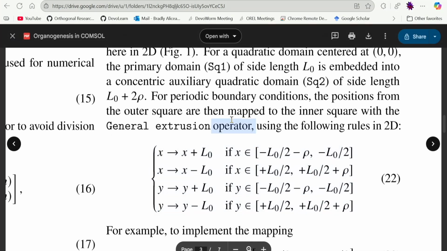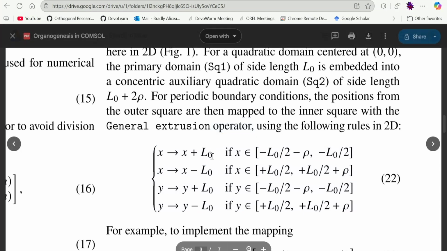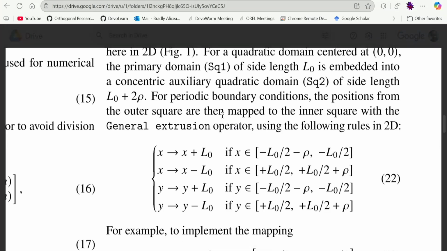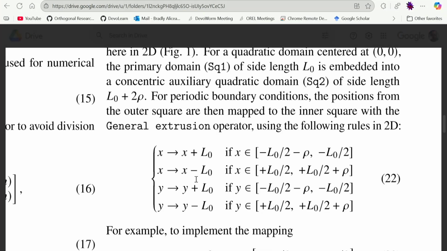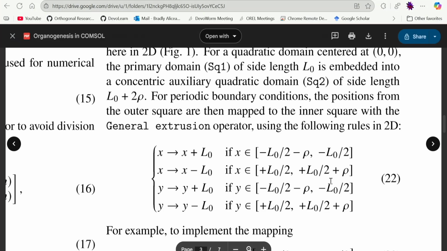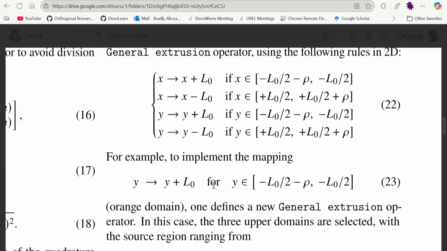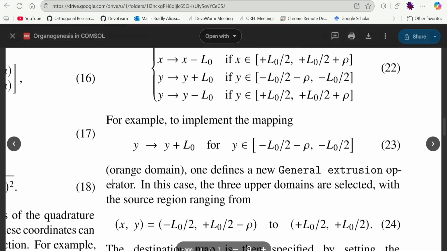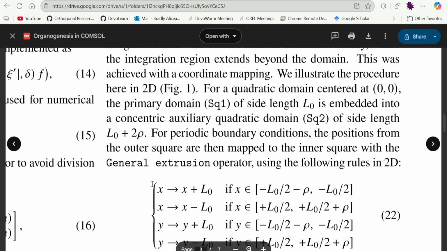So it's just kind of a stack where you have these different conditions under which the model operates. So you have this transformation from x to x plus L, and then it's this. If this is true, then we return something. We keep doing this for different combinations of x and y plus and minus L. For example, to implement the mapping y to y plus L for this condition, which is the orange domain up in the figure, so it's this area here, general extrusion up at the top and CMAP down at the bottom.